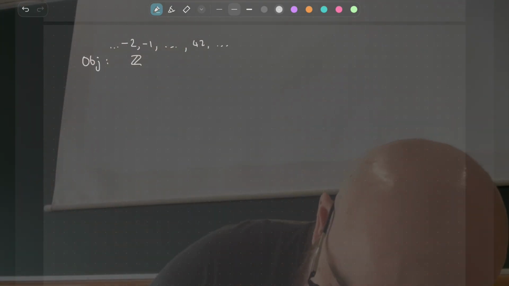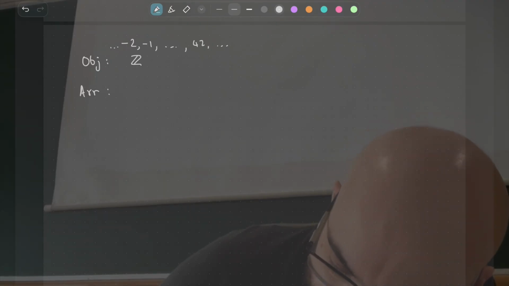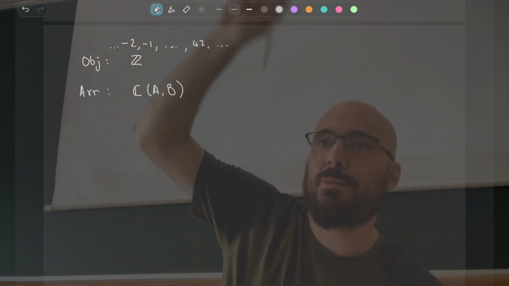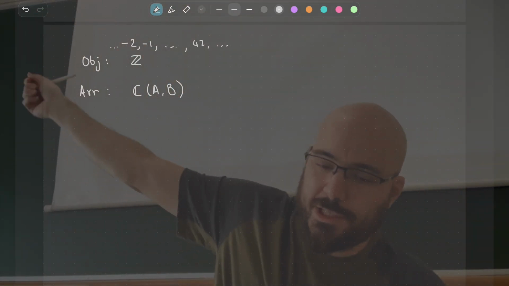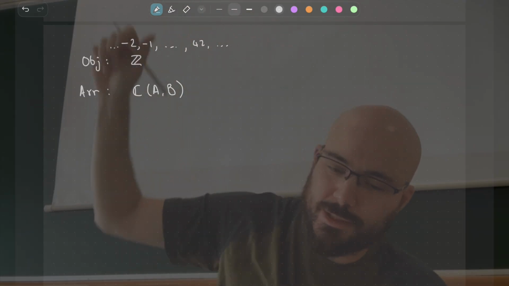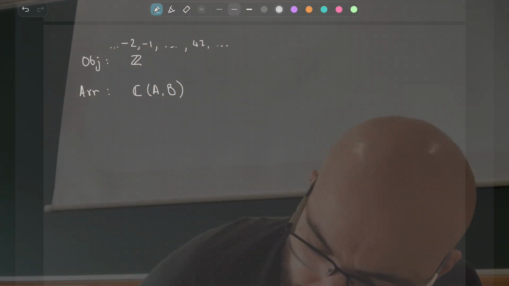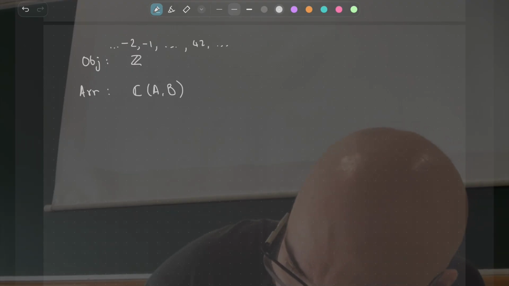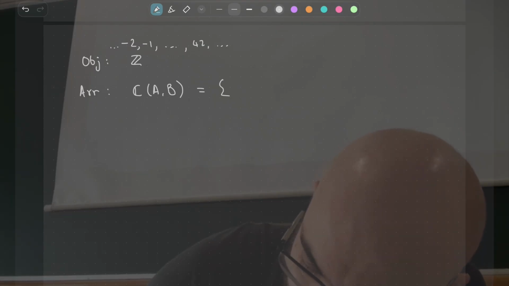Okay, so the arrows, here comes the tricky part. I need to tell you what this collection is from A to B. You know that A and B are integers because I told you that the objects are integers. So the arrows here would be, I will say the following. I have an arrow from A to B. Pick your thing, I don't know. It doesn't matter, it's something.